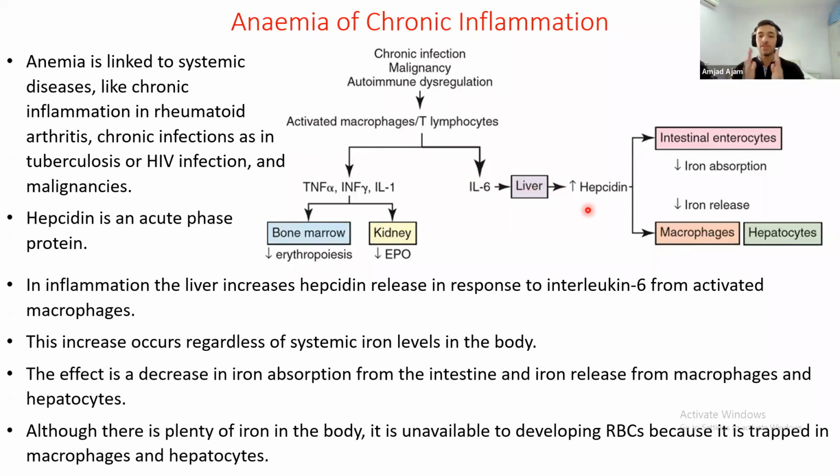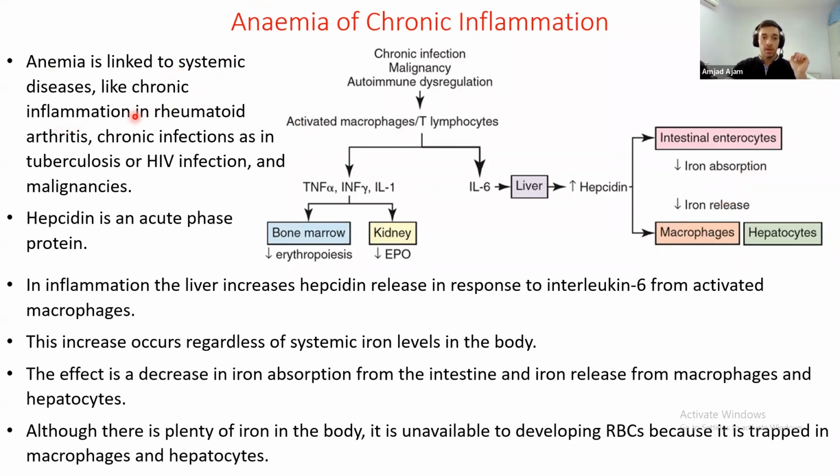Now what happens when you have increased hepcidin? It will go to the intestinal enterocyte. What will it do? It will decrease the iron absorption, and it will go to the macrophage and hepatocyte and decrease the iron release. So because of this, you'll have anemia, right? That's why it's called anemia of chronic inflammation. Because of chronic inflammation, a lot of interleukin-6 will be produced. This will increase the hepcidin. Hepcidin will decrease the iron absorption and the iron release, causing anemia.